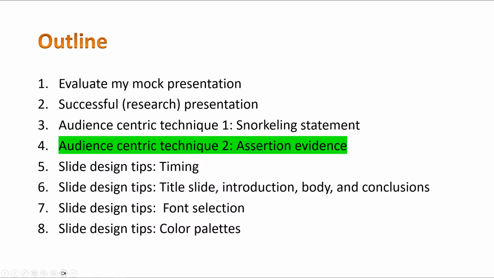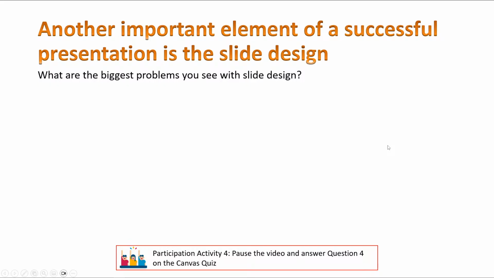So we talked about the snorkeling statement. Let's do another one, which is assertion evidence. So assertion evidence is another audience-centric technique. And this assertion evidence has to do with your slide design, which I will explain to you in a minute. This has to do with your slide design.